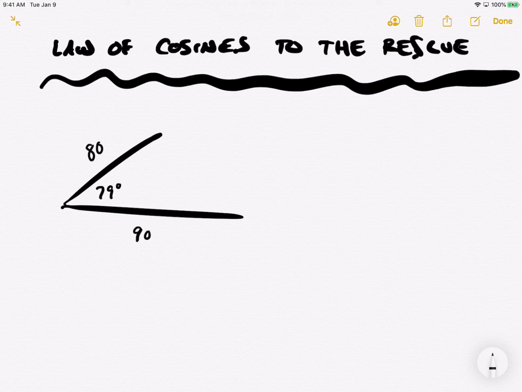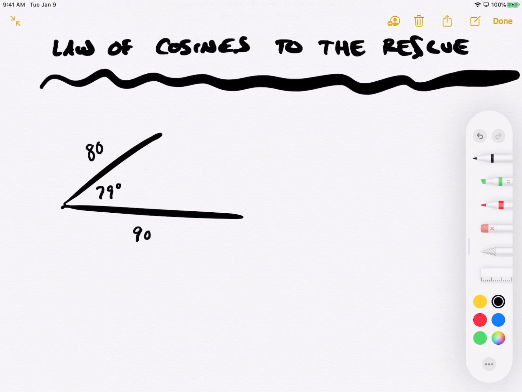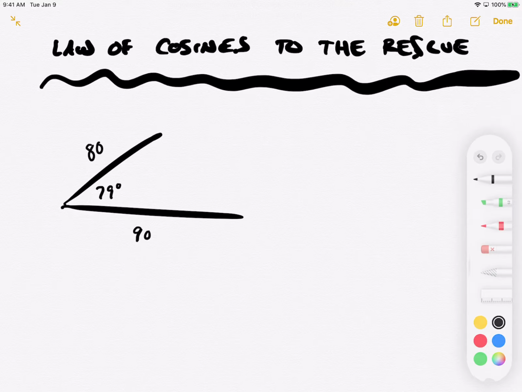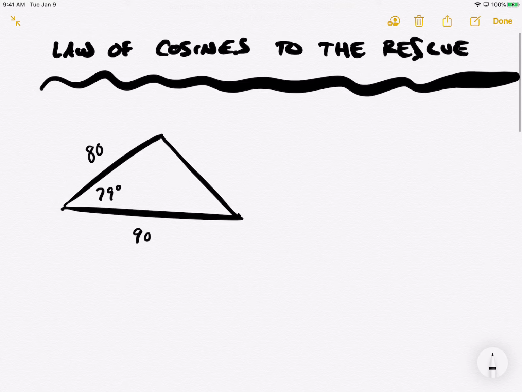In the last video, we left off with a problem that cannot be solved with the law of sines. In that problem, we had two sides, one of length 80 and one of length 90, and then the angle between them, the included angle. So that was a side-angle-side setup: the side of 80, the angle of 79, and the other side of 90.